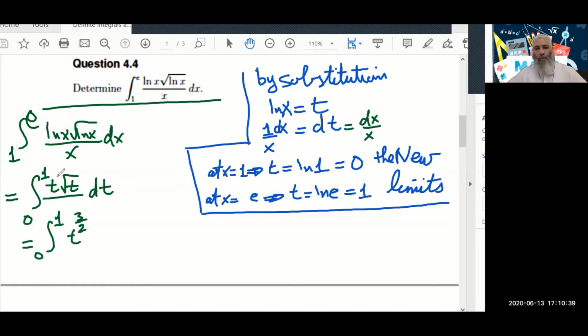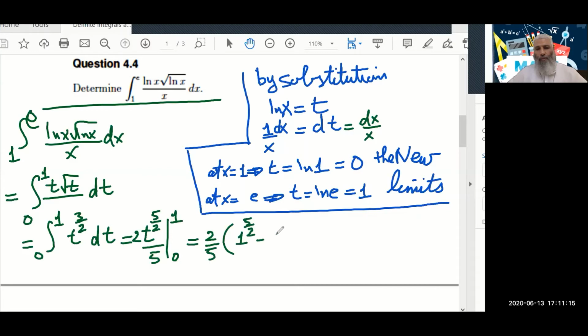This is t power 1, and this is t power 1 half. T power 1 multiply t power 1 half is t power 3 over 2, right? Yes, right. What's the integration of t power 3 over 2? T power, we add 1, so this is t power 5 over 2. Divided by 5 over 2, that is, multiply by 2 over 5, from 0 to 1. So 2 over 5, multiply 1 to the power 5 over 2, minus 0 power 5 over 2.